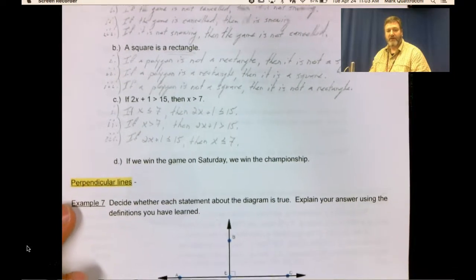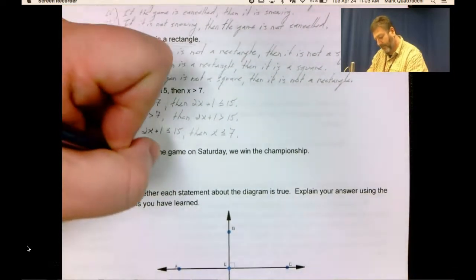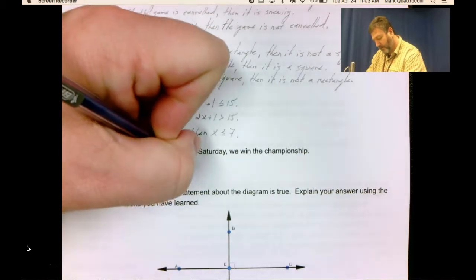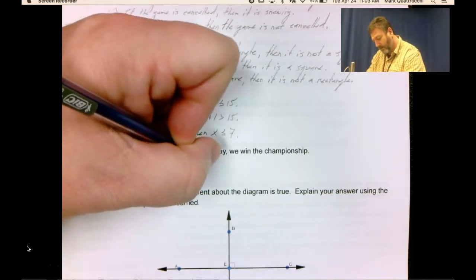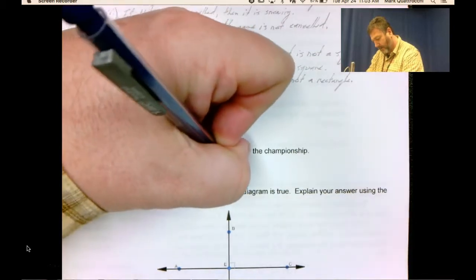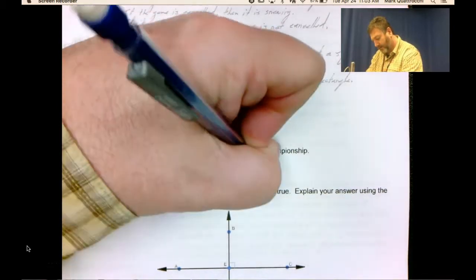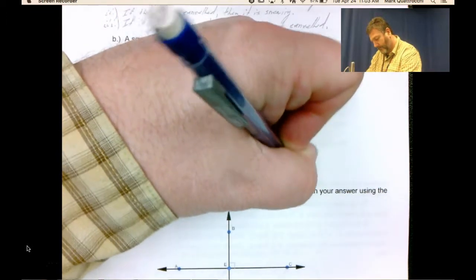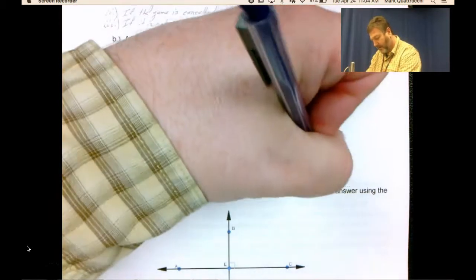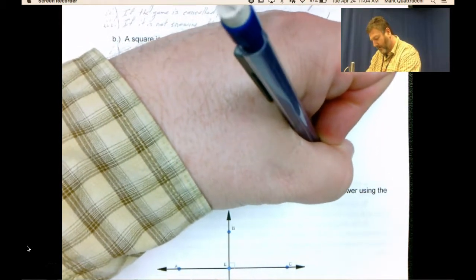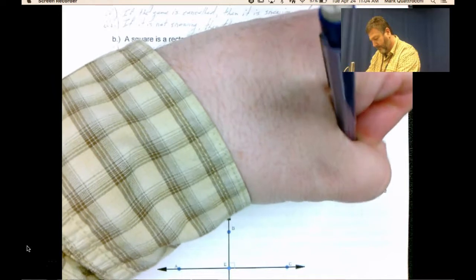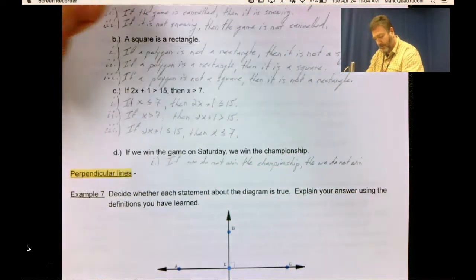If we win the game on Saturday, we win the championship. Roman numeral 1, contrapositive. Switch them and negate them. If we do not win the championship, then we do not win the game on Saturday.